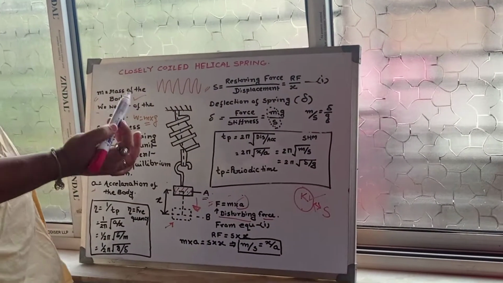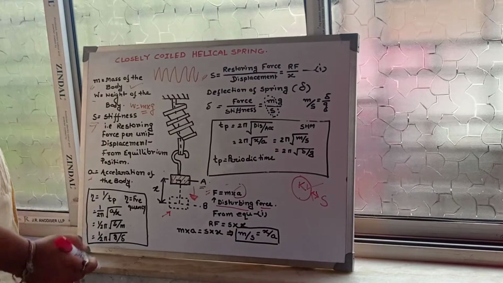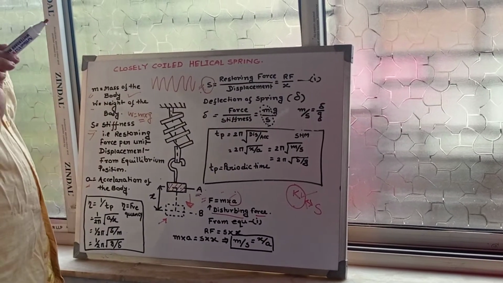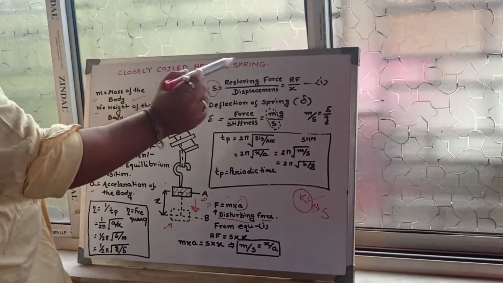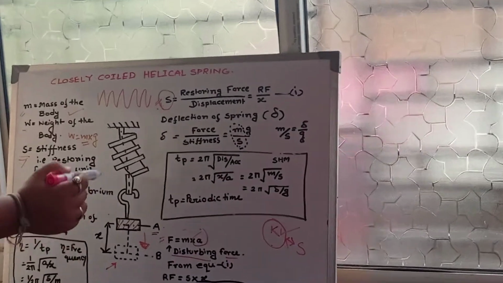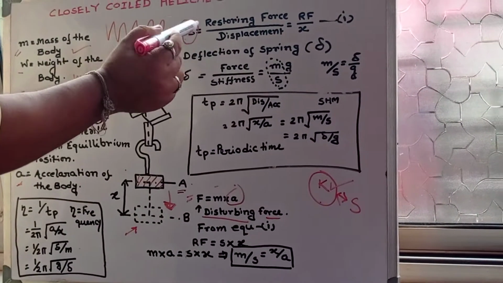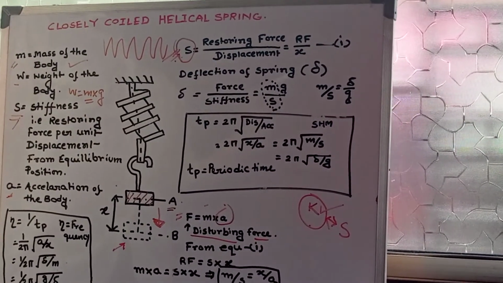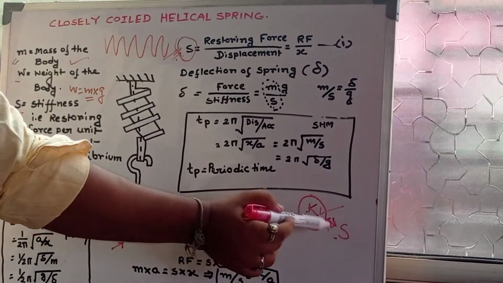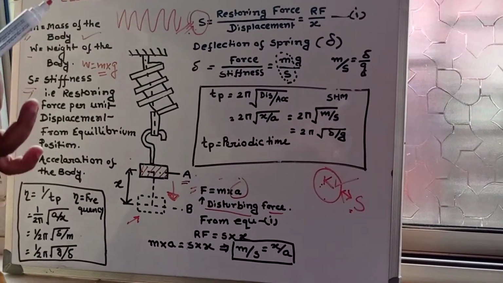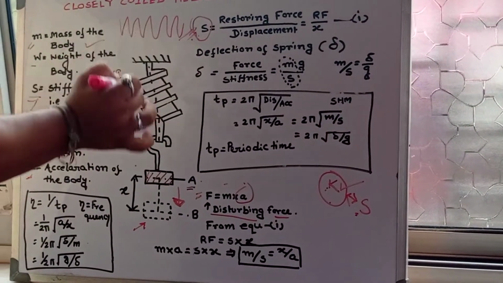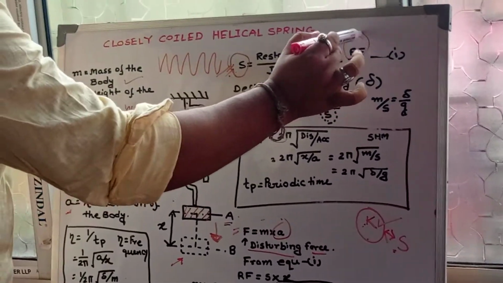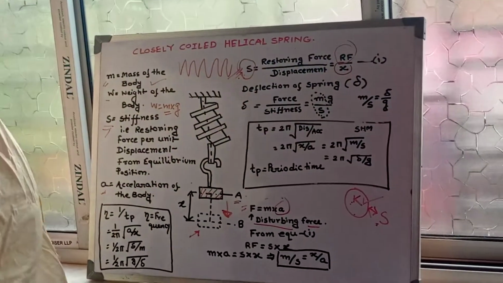What is restoring force? How can you find out the restoring force? According to our notation, S is the stiffness. I told you that K and S are both the same. So S is defined as the stiffness, which is the ratio of restoring force and displacement. You can see here: restoring force divided by displacement.